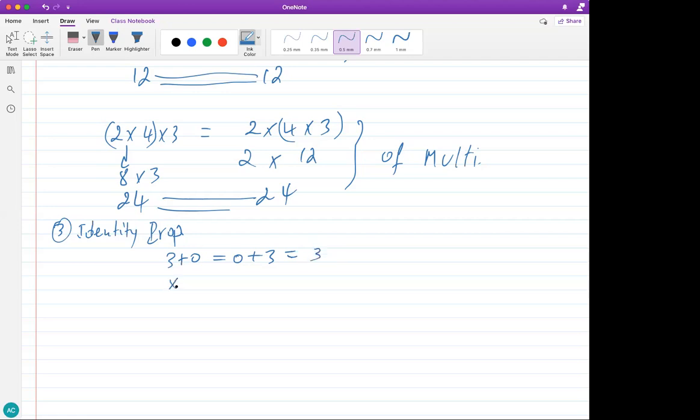For any real number x, it could be negative, positive, decimal, fraction, whatever it might be. Same thing, if you add 0 to it, what is x plus 0? For any number? X. That's right, x plus 0, any number stays the same. It's the same as 0 plus x, which is x. So this is what we call the identity property of addition.